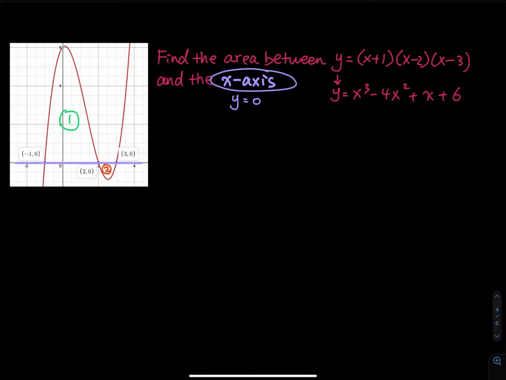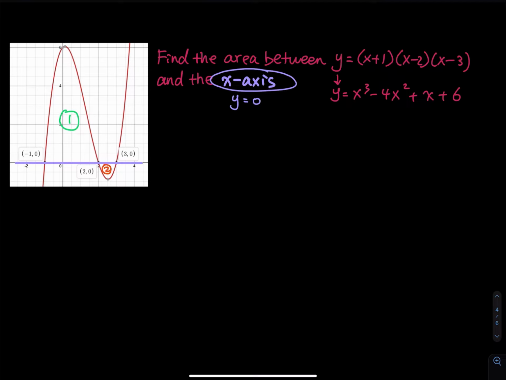There are x-intercepts at x equals -1, x equals 2, and x equals 3. But take a look at the area. In region number 1, we have the polynomial on top and y equals 0 on the bottom. But when you take a look at 2 to 3, now the x-axis is on top and the polynomial is on the bottom. So we have to do two definite integrals.